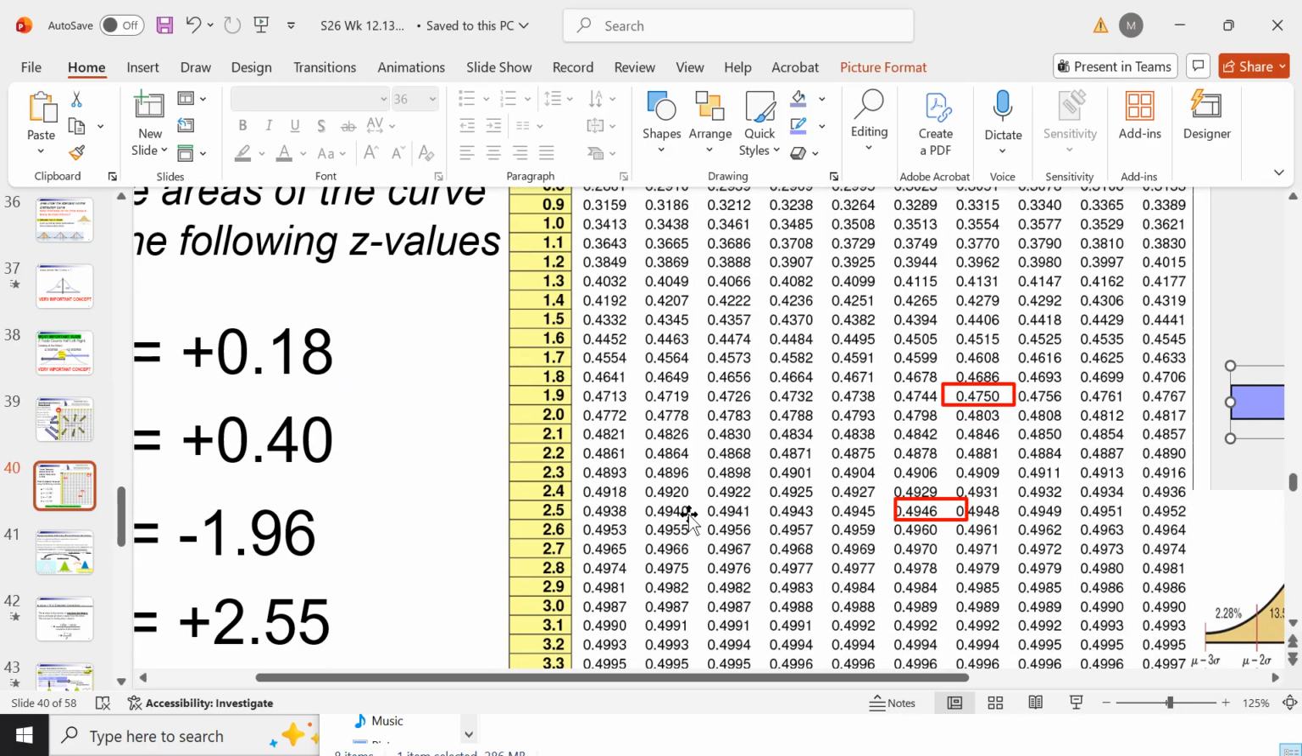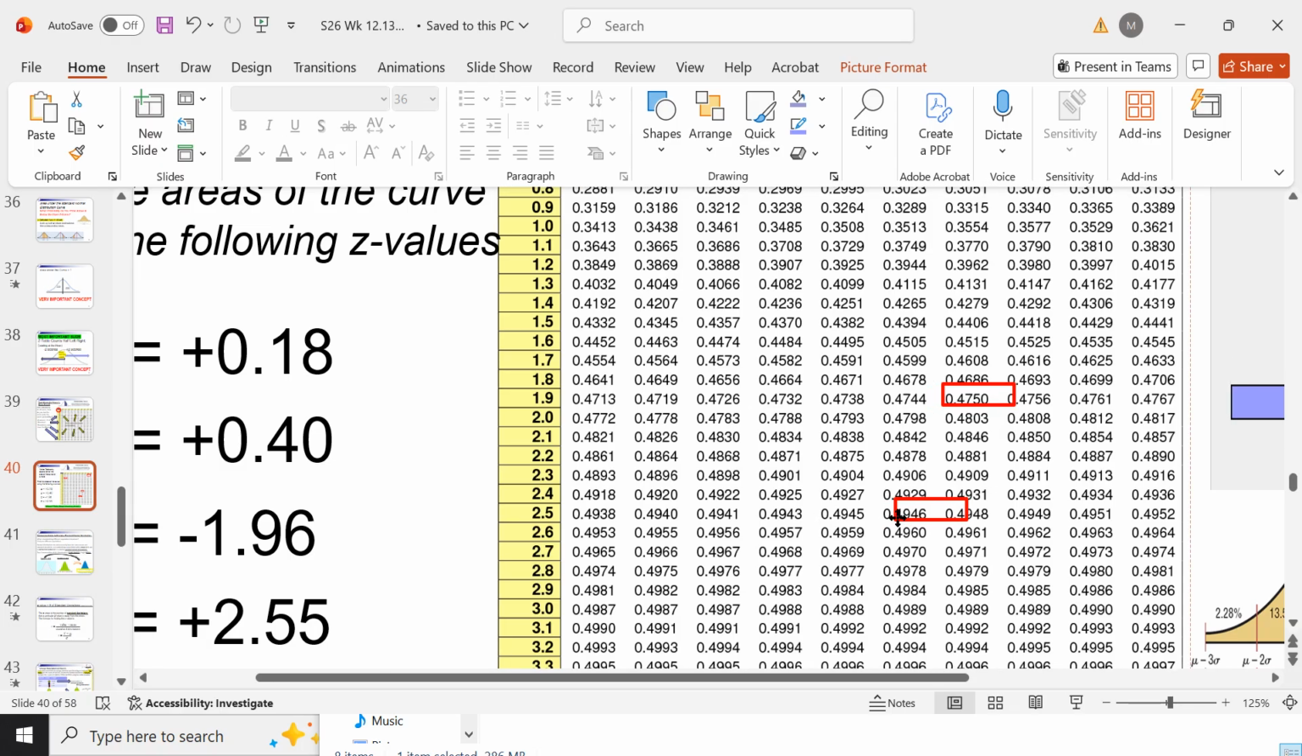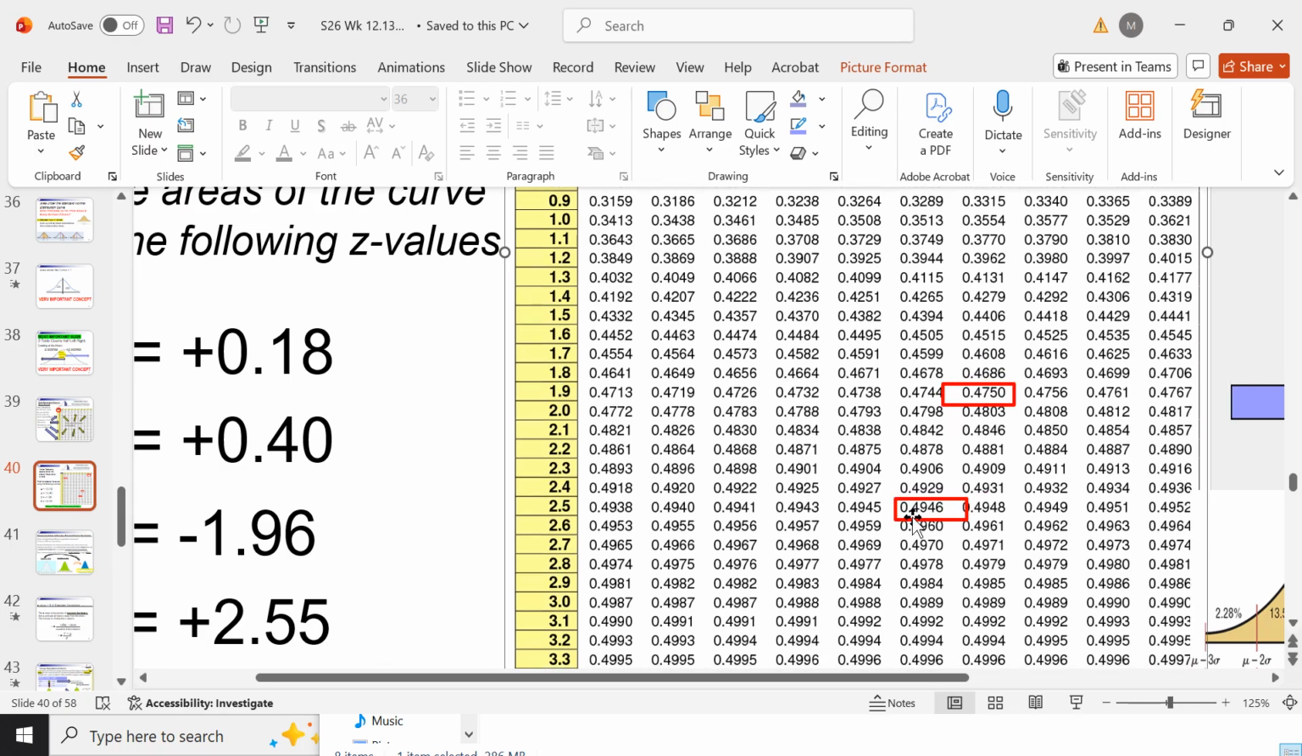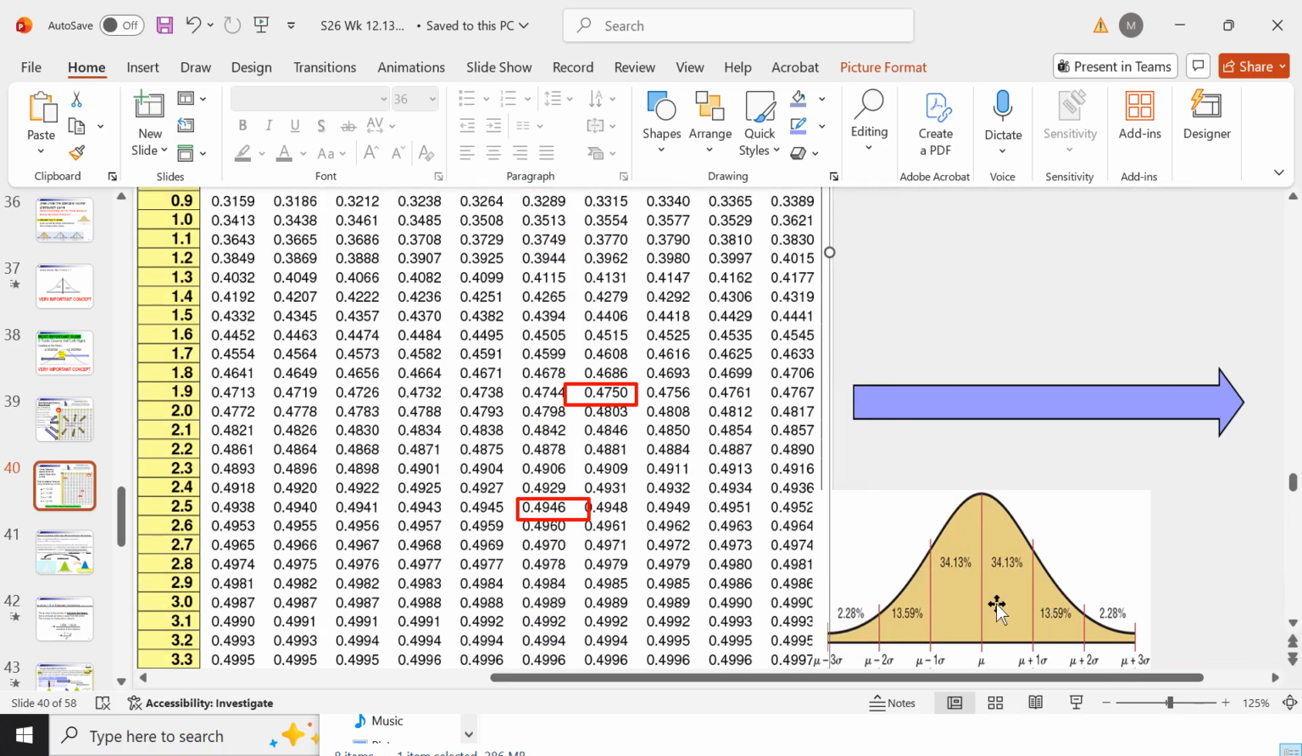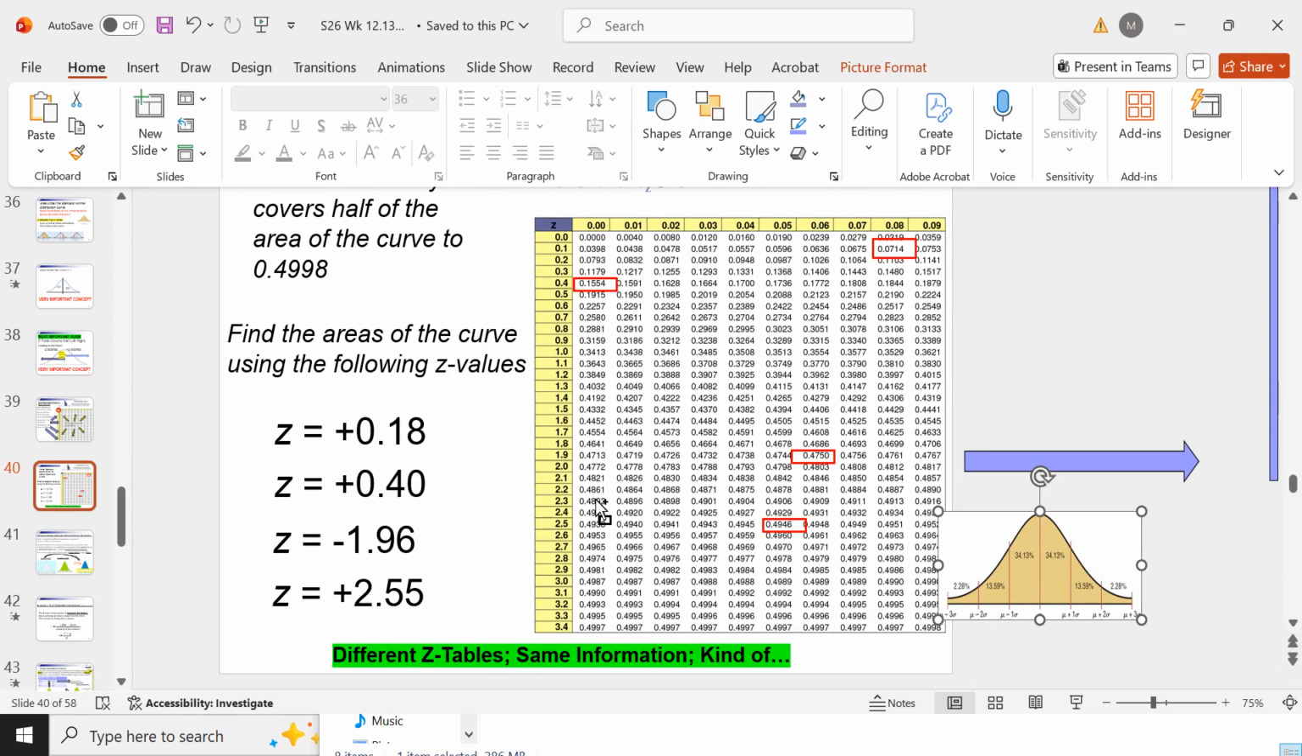Right, 2.5, 1, 2, 3, 4, 5. So as we said right there, we were right. That's 49.46%. That area right there. So that's how you use the Z table. We're going to practice calculating Z, applying the Z, using the Z table to find the probabilities under here.